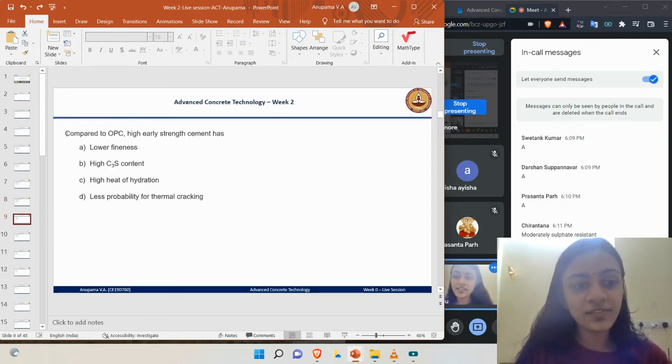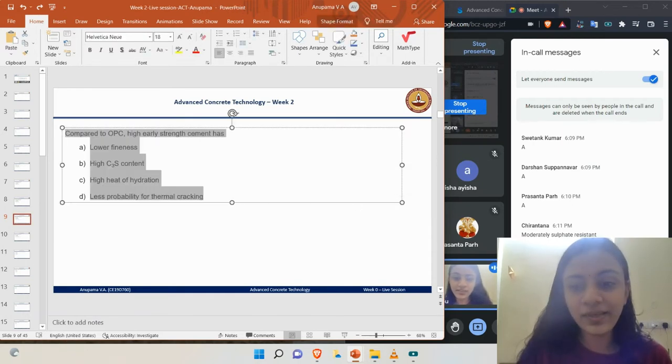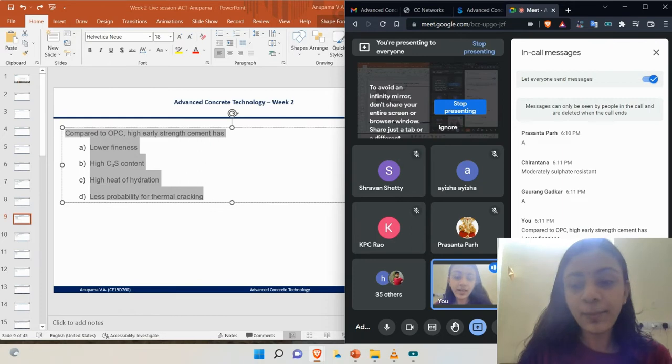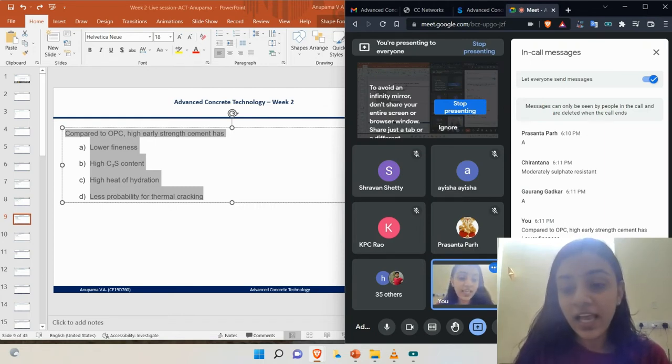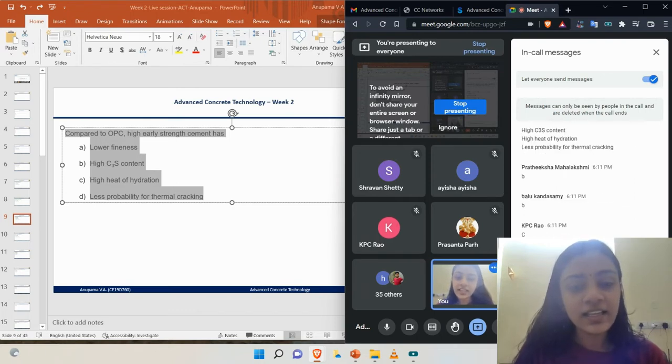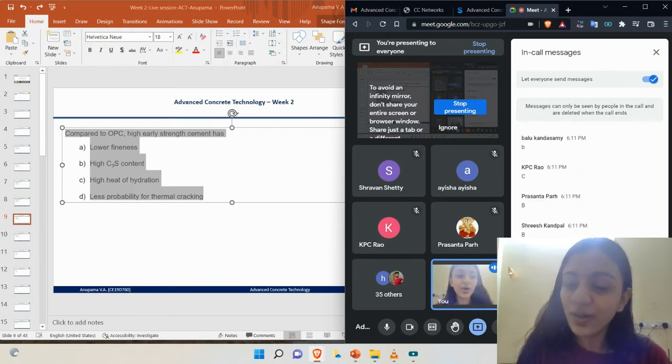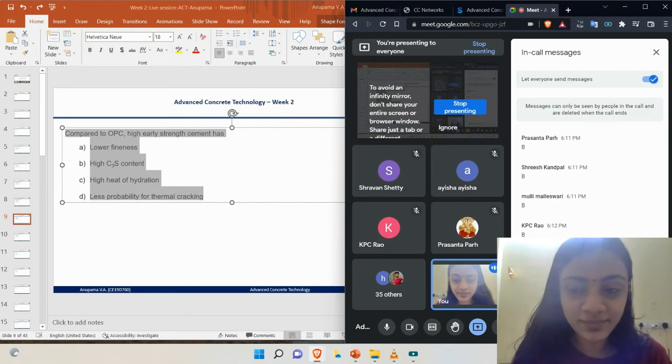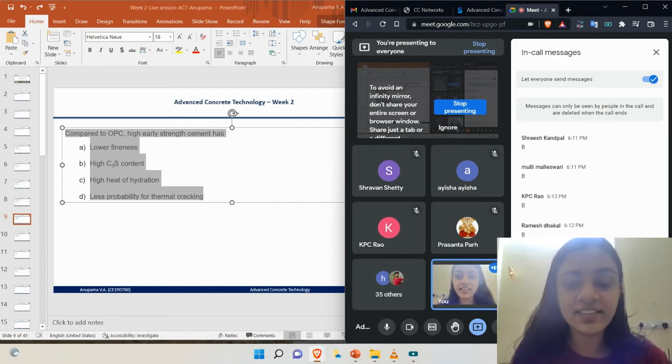So, till now we had fairly easy questions. Let's slowly increase the level. Compared to OPC, high early strength cement has option A, lower fineness, option B, high C3S content, option C, high heat of hydration, and option D, less probability for thermal cracking. I would suggest all of you to read the options again carefully. So compare OPC and high early strength cement.